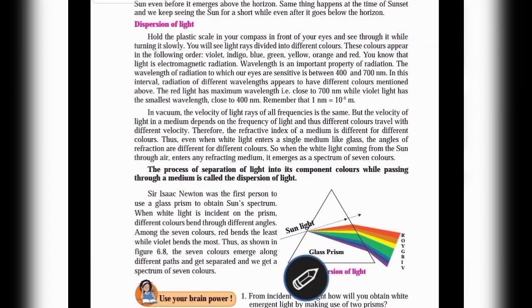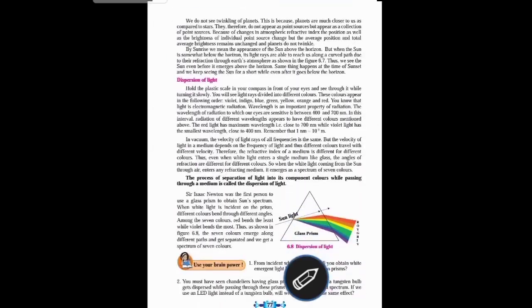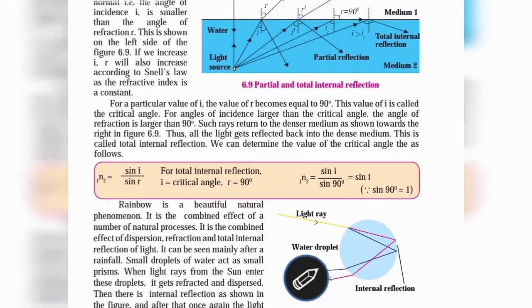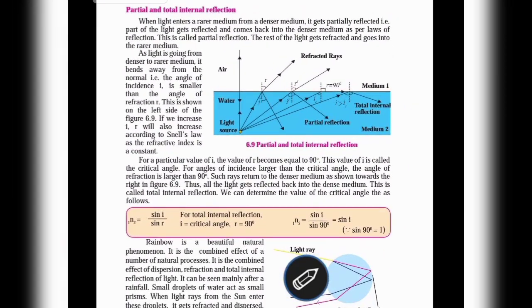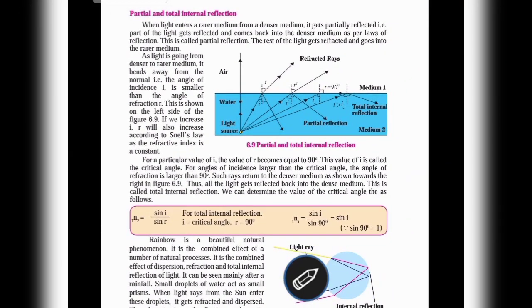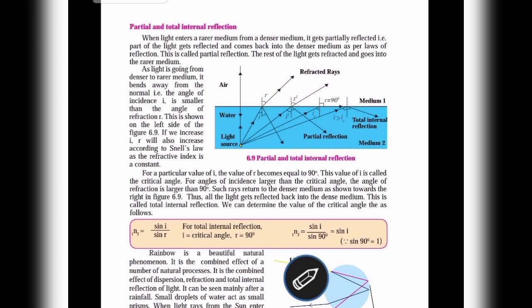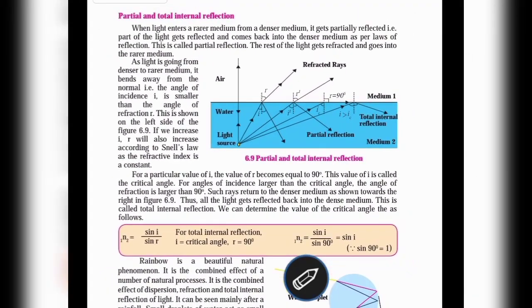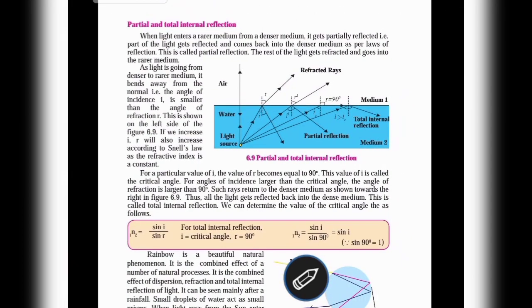Then on the next page we have to study the last point of this topic, and a very important point is partial and total internal reflection. In the 11th standard syllabus, there is a detailed explanation with equations given of that total internal reflection. Here the same concept is also given, that is total internal reflection and partial.